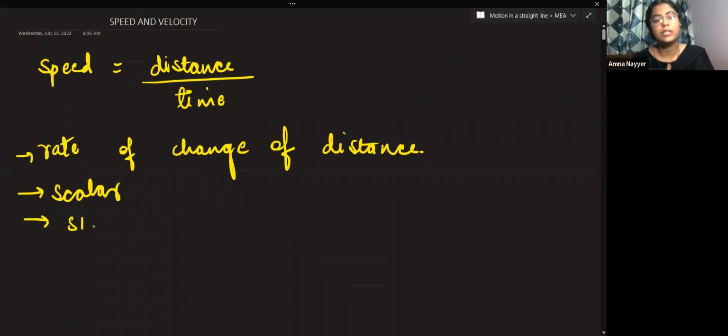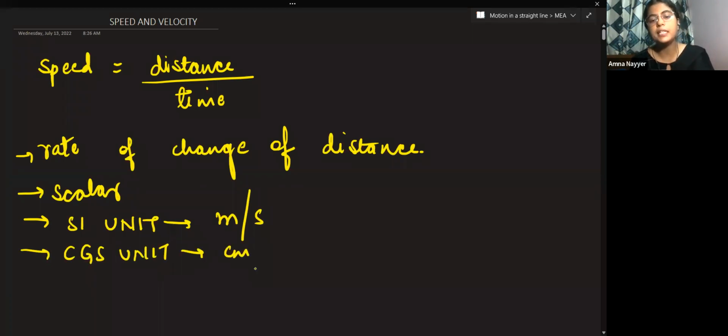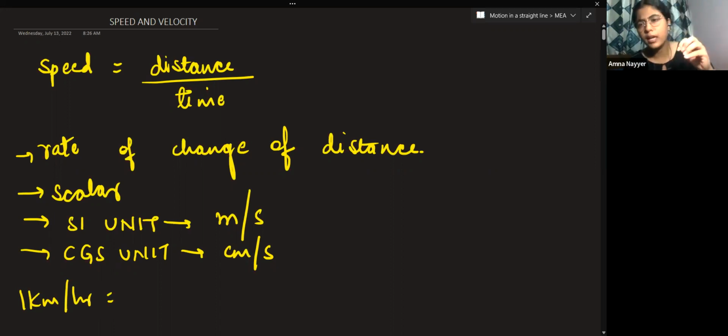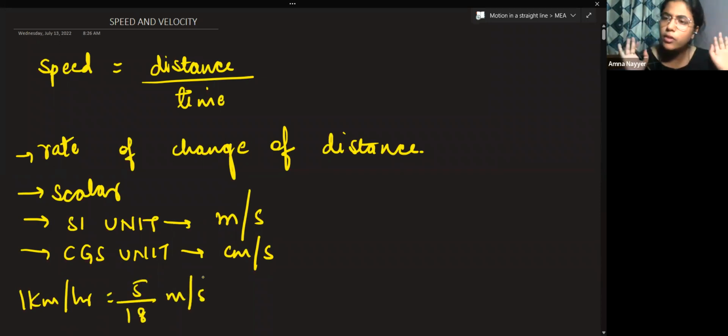And the SI unit of distance was meter, for time it is seconds. So this becomes meter per second. And the CGS unit becomes centimeter per second. All right. And then 1 kilometer per hour is also given in questions, so we have to convert it into meter per second. Instead of converting it every time and solving it, it's better if you remember it's 5 by 18 meter per second. So multiply the quantity with 5 by 18, you will get it.